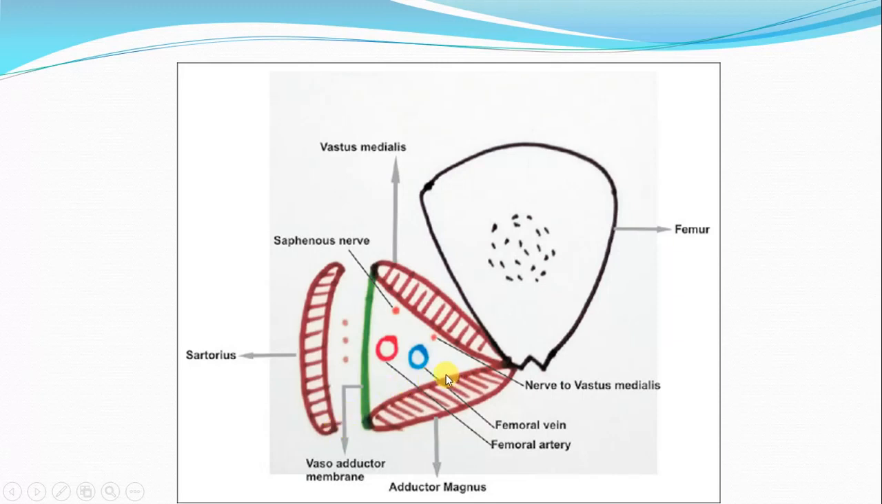So what I understand from this diagram is that the boundary is actually formed by this membrane, the vasoadductor membrane. The sartorius muscle is only covering this canal. It's not forming the boundary, it's covering the canal. So I have come to know the boundaries.